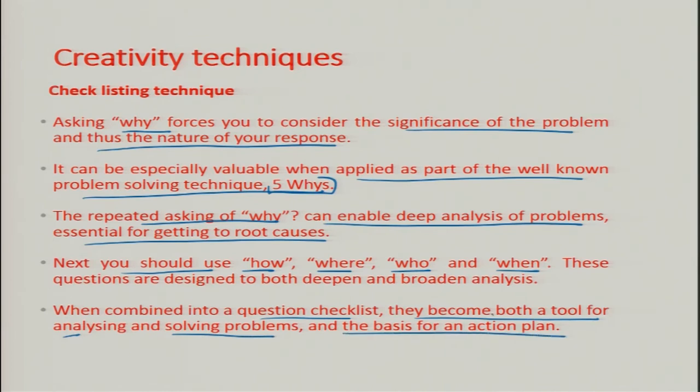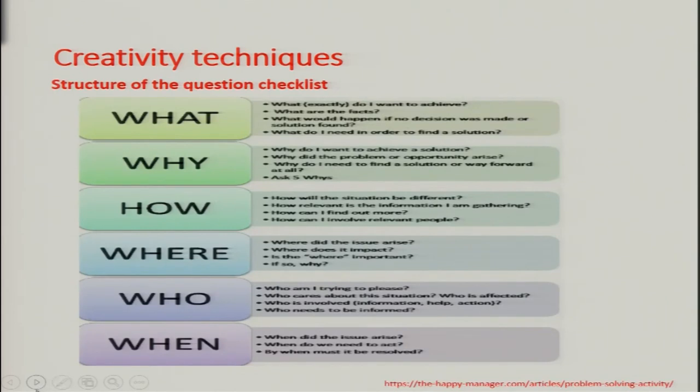an action plan. So it becomes a tool, number one, and the basis for an action plan, all these questions. So these questions can be asked: what, why, how, where, who, when. What exactly do I want to achieve, what are the facts, what would happen if no decision was made, what do I need in order to find a solution. Then why do I want to achieve the solution, why did the problem or opportunity arise, why do I need to find a solution or way. Ask 5 whys at least.